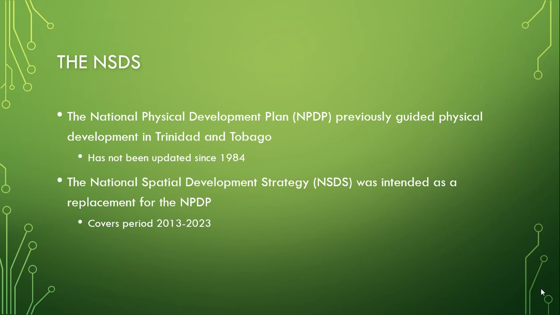The National Spatial Development Strategy, on the other hand, was intended to replace that NPDP and to cover a period from 2013 to 2023. Right, so bear in mind, initially we had the NPDP, National Physical Development Plan, which guided physical development only. The National Spatial Development Strategy replaced that plan for the period until 2013.